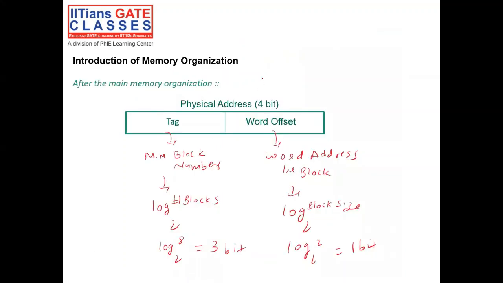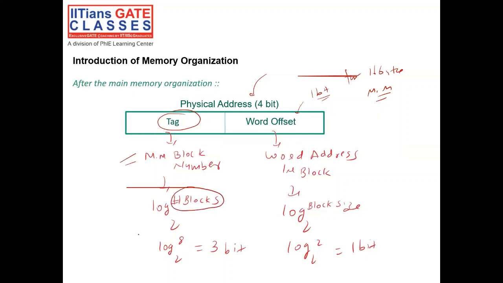So after the main memory, this becomes a physical address. The word offset is 1 bit for a 16-byte main memory, and the other part becomes the tag. This tag represents the memory block number, so log base 2 of the number of blocks in the main memory gives the number of bits required to access the block. Similarly, to access a single byte, you need 1 bit.